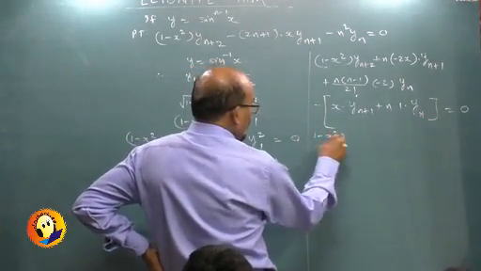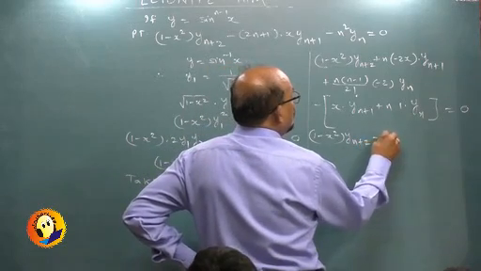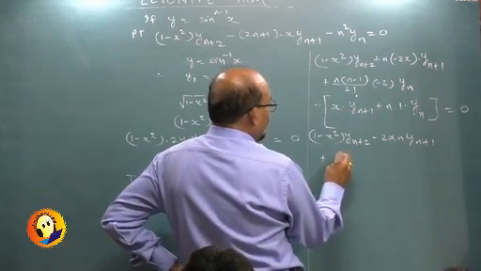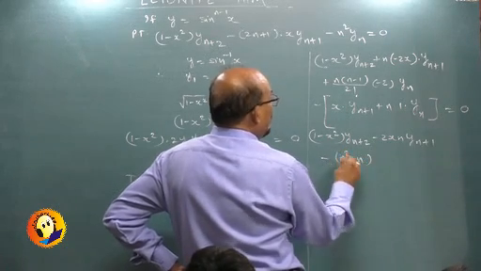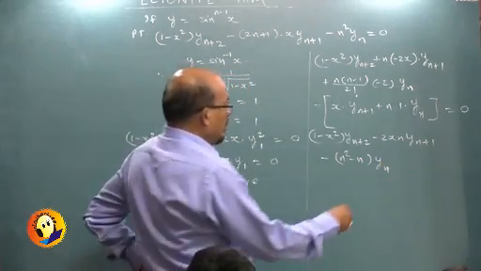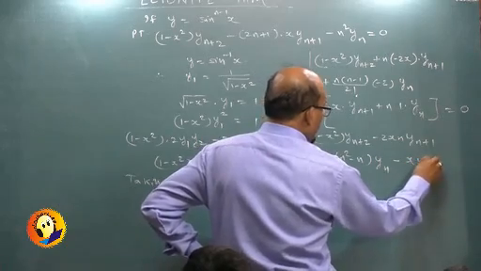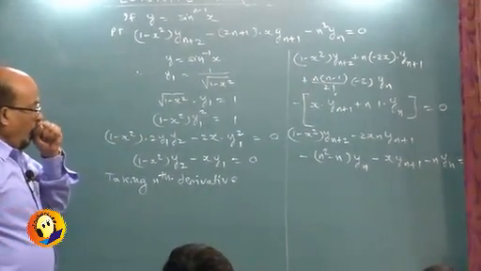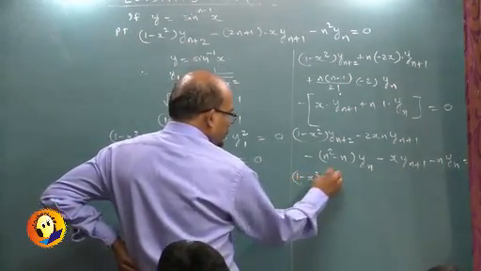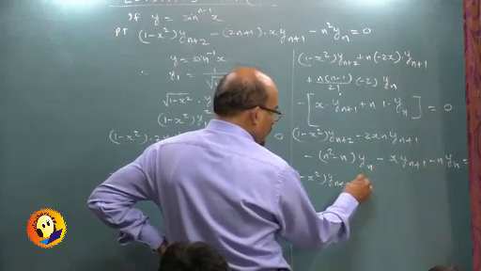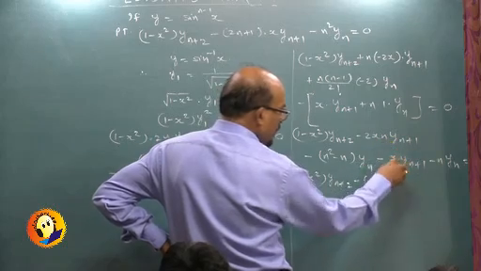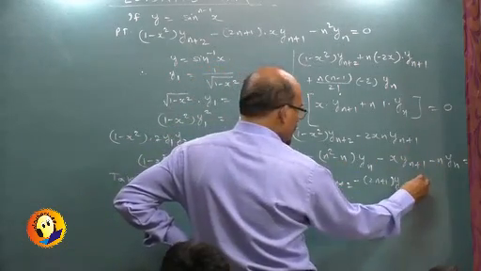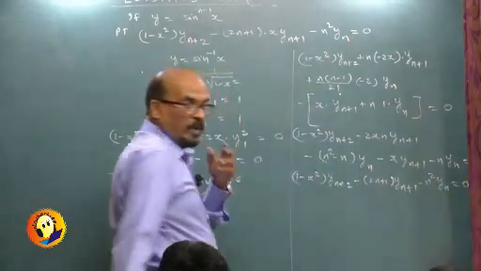which turns out to be 1 minus x square yn plus 2, minus 2xn yn plus 1. This 2 cancels, so it will be minus n square minus n yn, minus x yn plus 1 and minus n yn equal to 0. So it comes out to be 1 minus x square yn plus 2. If you combine this and this, it will be minus x taken common, 2n plus 1 yn plus 1. This is minus n square yn plus yn minus yn, so it will be minus n square yn equal to 0. Proved.